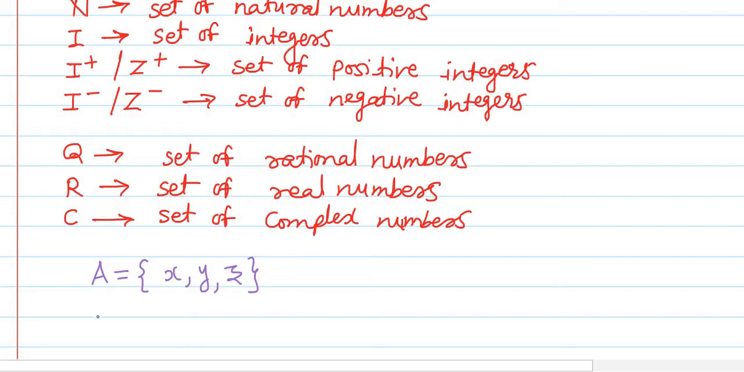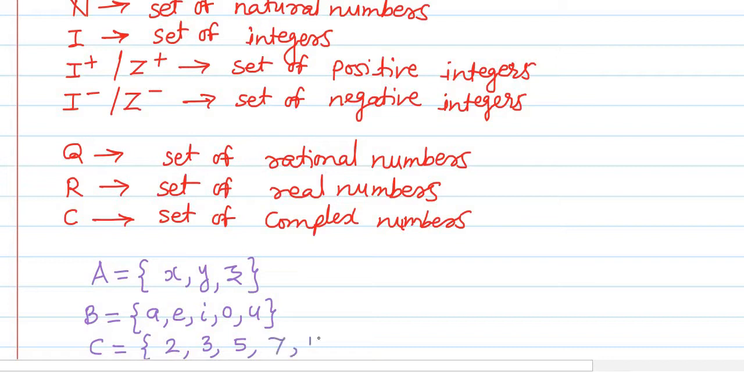Next one, suppose we have a set capital B and it consists of the members A, E, I, O, U. Next one, suppose we have the set C which consists of the members 2, 3, 5, 7, 11, 13, 17, 19. So, like such, we have considered three examples of the method of listing.